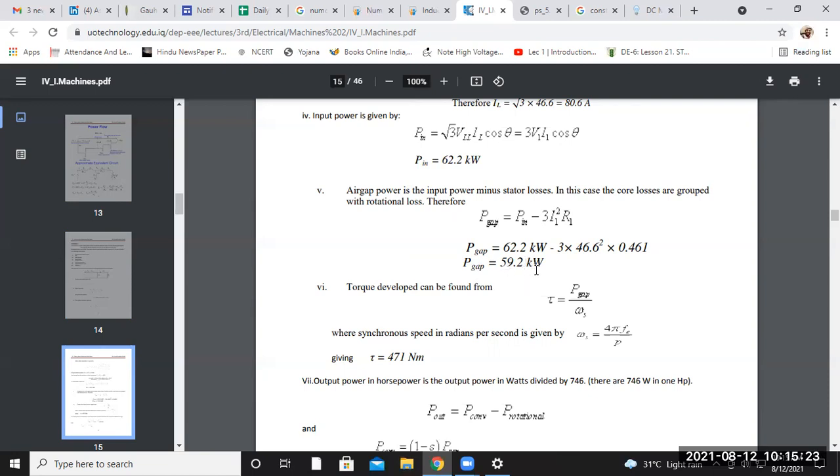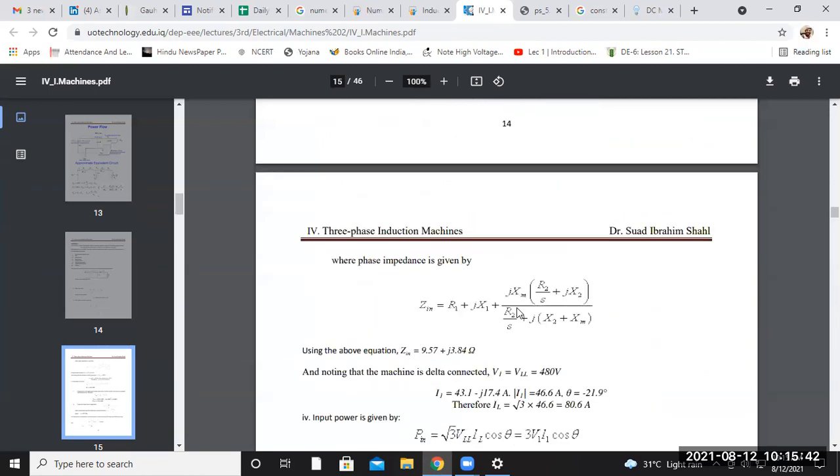The air gap power is 59.2 kilowatt, as the input power is 62.2, but the air gap power is 59.2. So there is a loss, and you can calculate this loss as the stator ohmic loss. Stator ohmic loss represents this value in the air gap formula. So this is the fifth point.